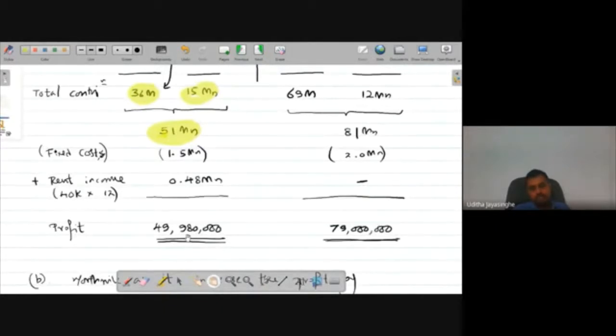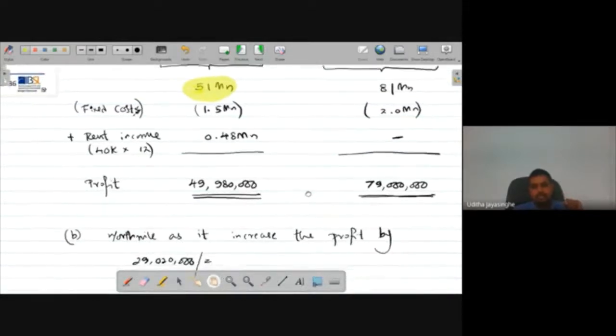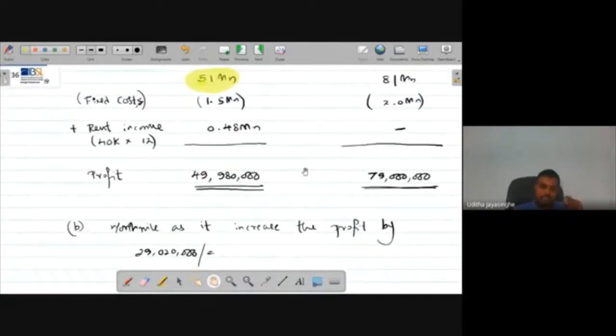Look at the expansion. When you do this 500,000 cost and you change the structure, this 49 million, approximately 49 million, is going to increase to 79 million, a 30 million increase in profits. So obviously it's a very good worthwhile proposal because it is going to increase your profit by close to 29.02 million.